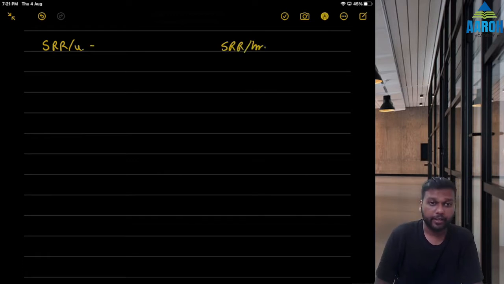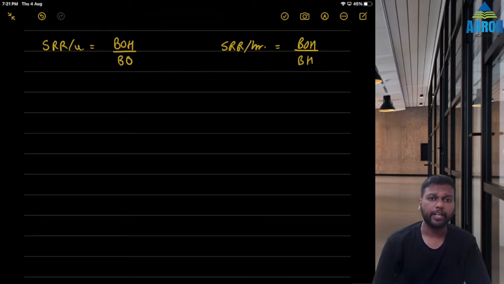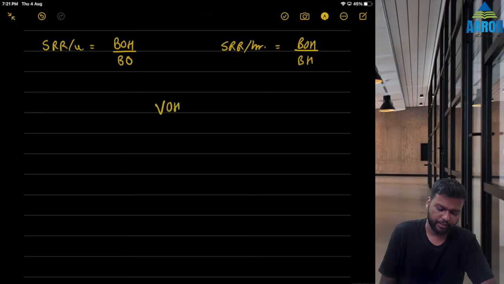SRR per unit is what? Budgeted overheads divided by budgeted units or budgeted output. Similarly, SRR per hour will be what? Budgeted overheads upon budgeted hours. So this has to be your first step in calculating variable or fixed overhead variances. Then let's start with formulas. Variable overhead cost variance.